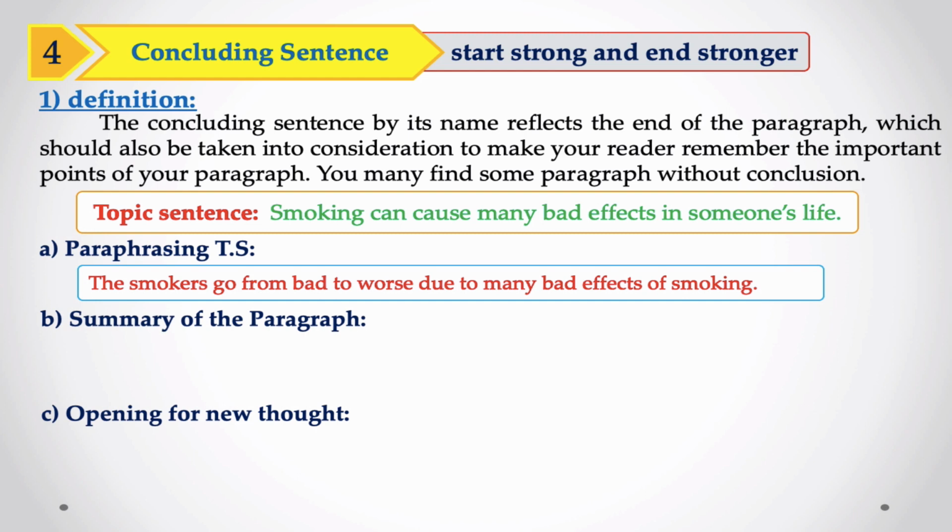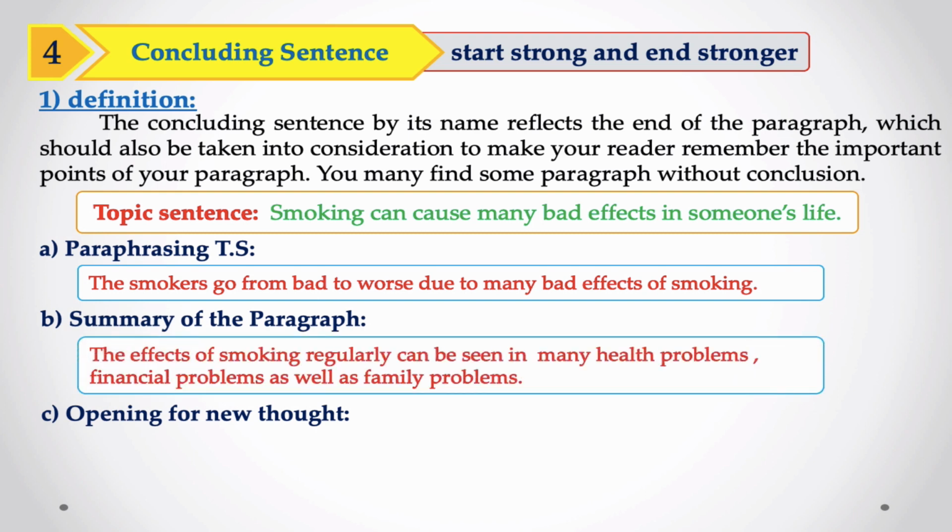Imagine you write everything about the paragraph. You are going to use some key points to make the summary flexible, such as: the effects of smoking regularly can be seen in many health problems, financial problems, as well as family problems. This is a good point to make a concluding sentence as a summary of the paragraph.